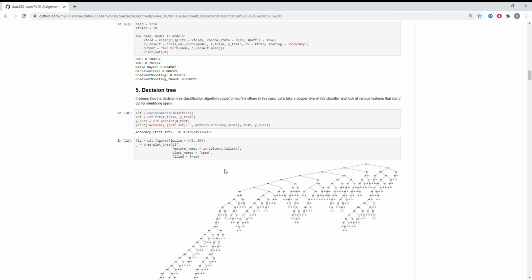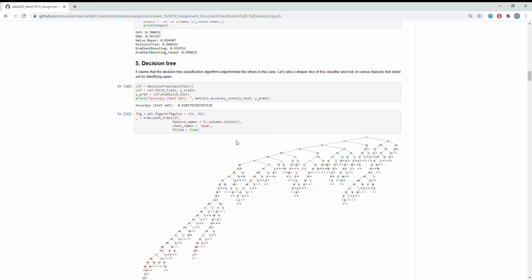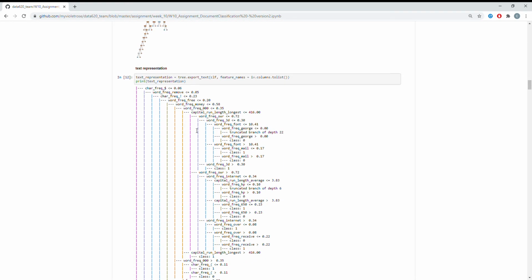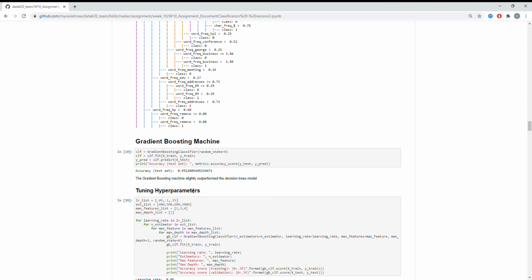Here's the decision tree. As you can see, a lot of different nodes. There's a pretty elaborate decision tree going on. And then actually also the textual representation of the decision tree itself. So you can see, frequency of the $ sign, how many times the word remove, frequency of exclamation point. Then it goes down even further.